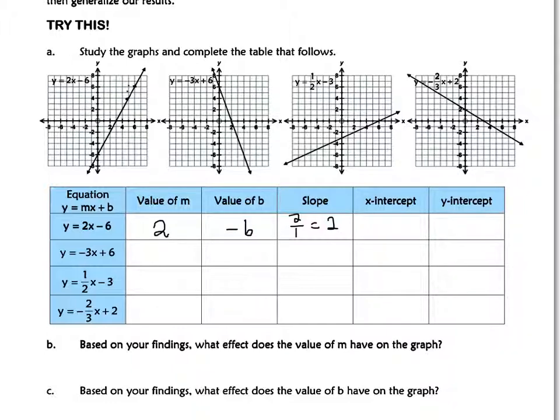If we look at the x-intercept of that line, the place where the graph crosses the x-axis, we see that it's 3. If we look at the y-intercept, where it crosses the y-axis, we notice that it's -6.